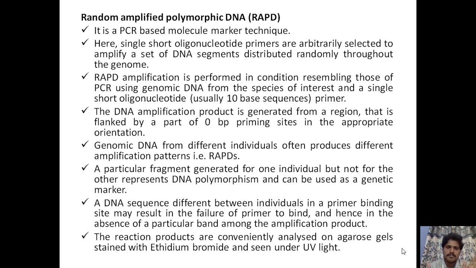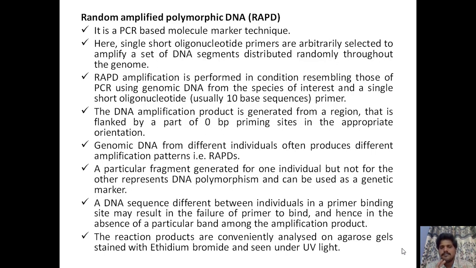Then the genomic DNA from different individuals often produces different amplification patterns, which are referred to as RAPDs. A particular fragment generated for one individual but not for the other represents DNA polymorphism, and it can be used as a genetic marker.